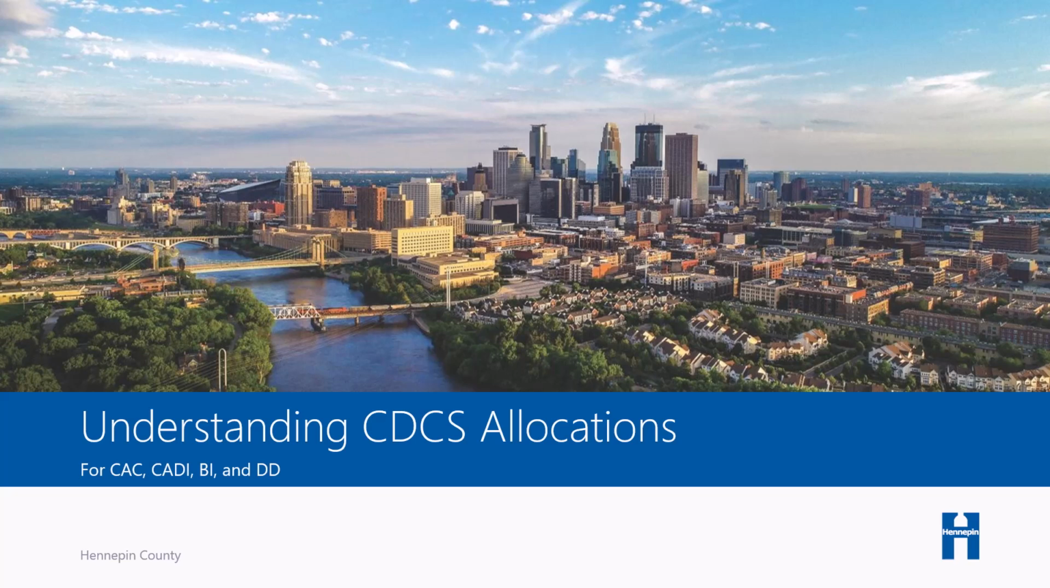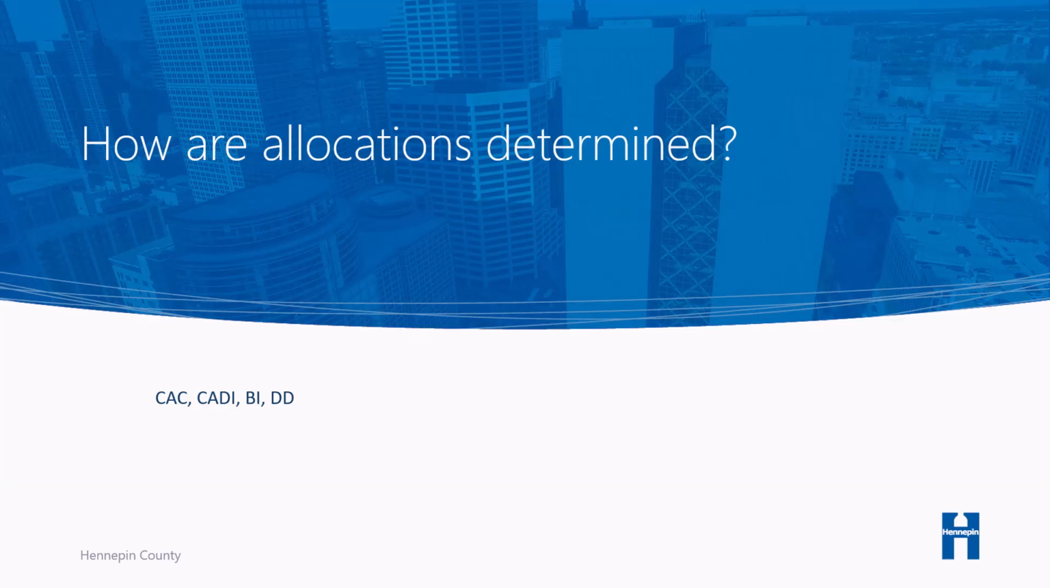This training will focus on allocations for disability waivers that offer CDCS as a service. If you are accessing alternative care or the elderly waiver, there is a separate video for your use. Please remember to stop, pause, or rewind this video to enhance your understanding of the concepts as needed. The following slides will discuss how CAC, CADI, and BI allocations are determined and how DD budgets are determined differently.